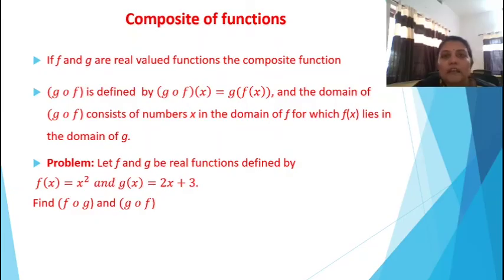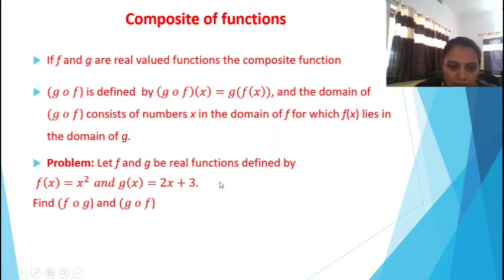Next we have the definition of composite of functions. If f and g are real valued functions, then the composite of functions g composite f is defined by g o f of x equal to g of f of x, and the domain of g o f consists of numbers x in the domain of f for which f of x lies in the domain of g.